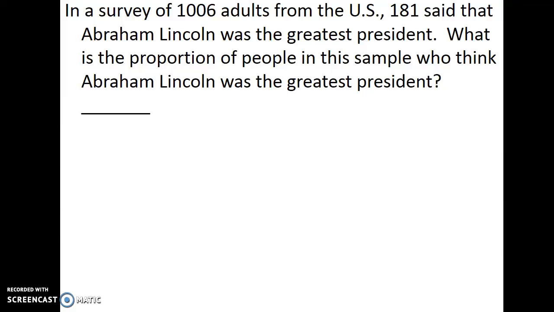So for this example, in a survey of 1,006 adults in the U.S., 181 said that Abraham Lincoln was the greatest president. If I want to know the proportion of people in this sample who think Abraham Lincoln was the greatest, basically what I'm asking when I say proportion, I just mean what percentage. So it should be 181 over 1,006, the total that said yes to whatever the question was out of your total sample size, which when I put it in my calculator is approximately 0.18. So around 18% think Lincoln is the greatest.